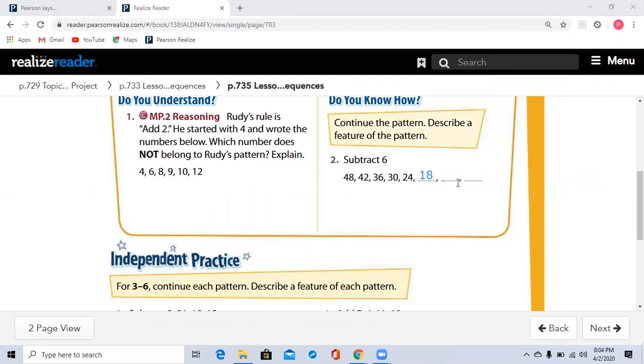Then 12. Then 6. Because 24 minus 6 is 18, minus 6 is 12, minus 6 is 6, and then the pattern will continue. Now, what is a feature of this? Each time I multiply with 6. So 6 multiply 1 is 6. 6 multiply 2 is 12. 6 multiply 3 is 18. So these are multiples of 6.